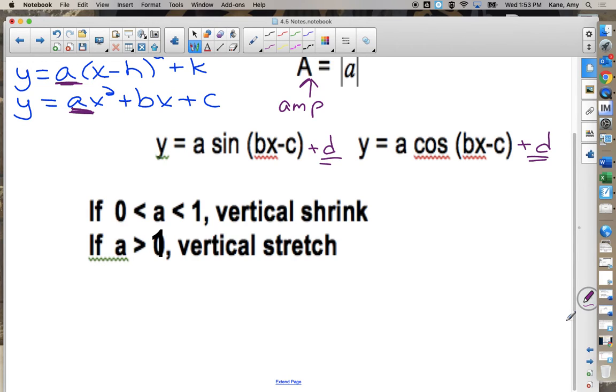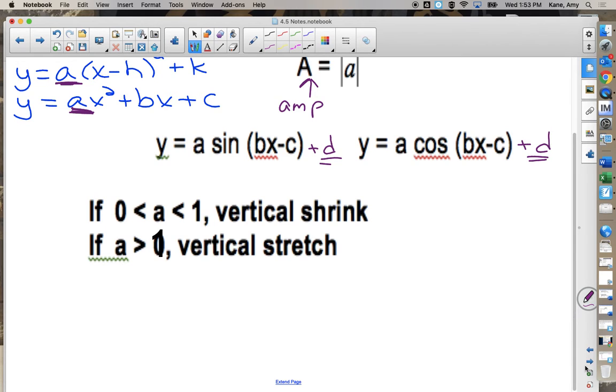If A is between 0 and 1, the graph squishes down. That happened with the parabola. If there was a 1/4 of the parabola, it was a vertical shrink. If the A is bigger than 1, then it stretches. I would have a steeper parabola because the A value is bigger than 1.